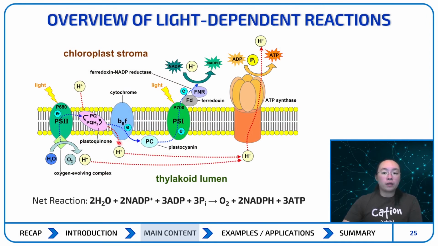Now, there are four major protein complexes in the thylakoid membrane. There's photosystem 2, which takes place first. There's a cytochrome B6F complex, photosystem 1, and then an ATP synthase. So it's important to note that there are four protein complexes that are required for the light-dependent reactions. These four proteins are going to work together to ultimately create ATP and NADPH.